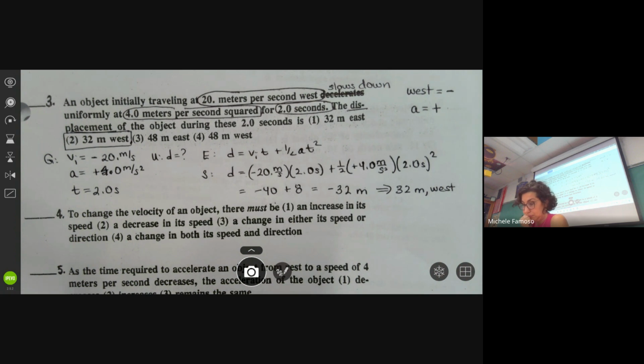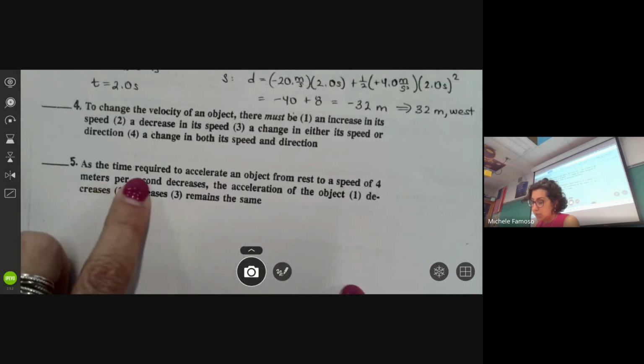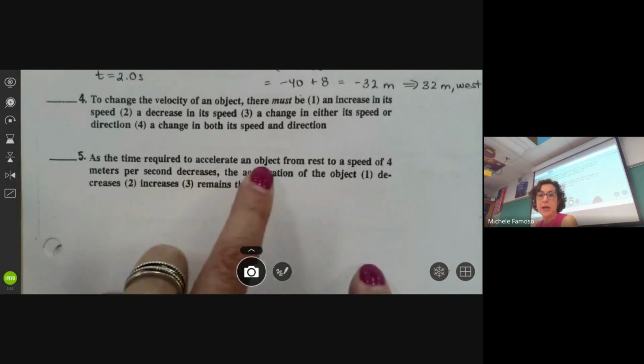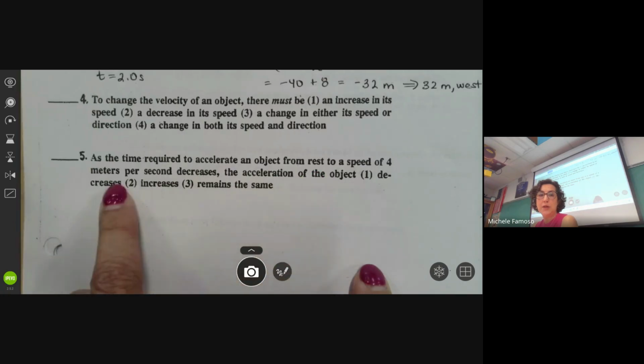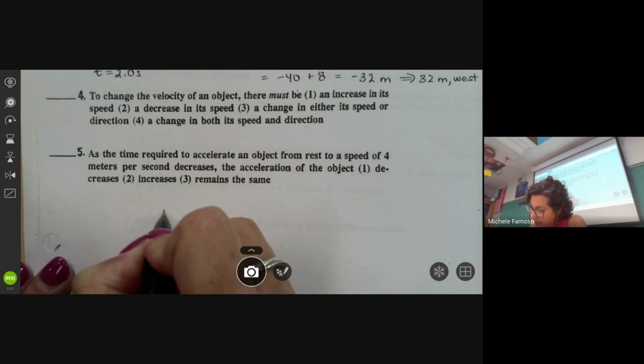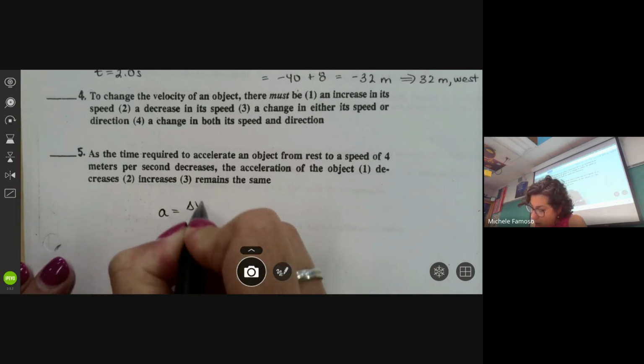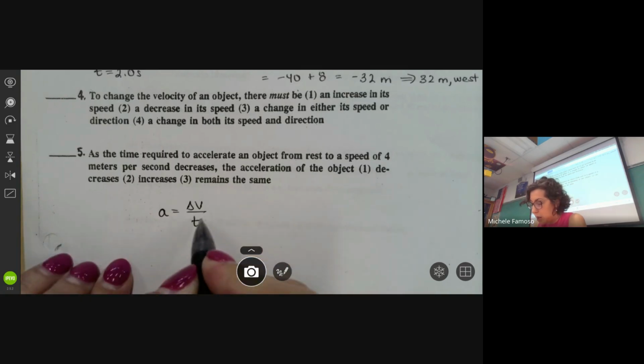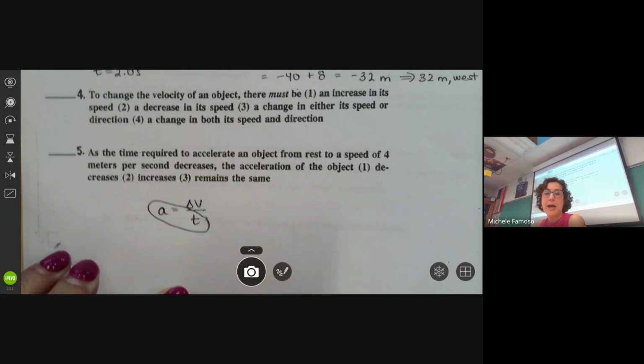Khalees. Number 5 on page 41. As the time required to accelerate an object from rest to a speed of 4 meters per second goes down, what happens to acceleration? So this involves a mathematical relationship here between acceleration and time.